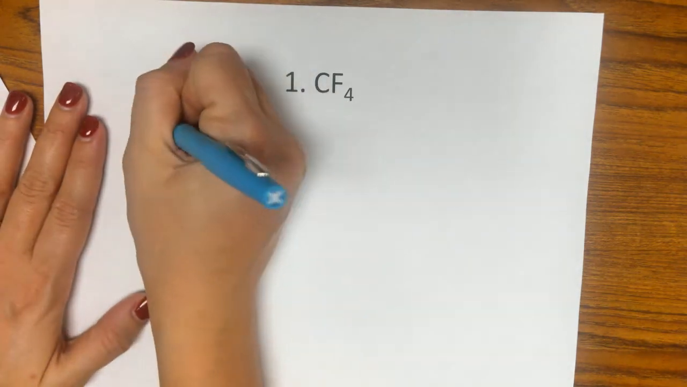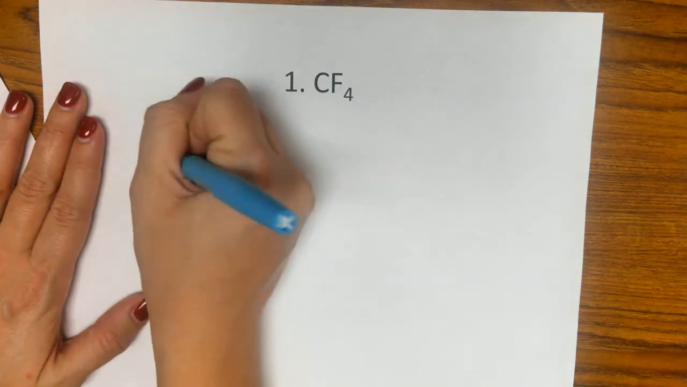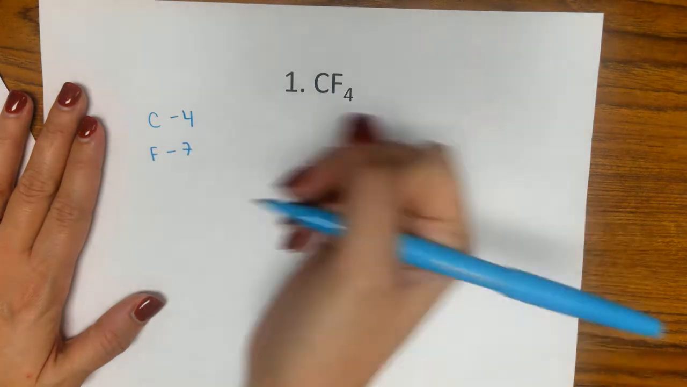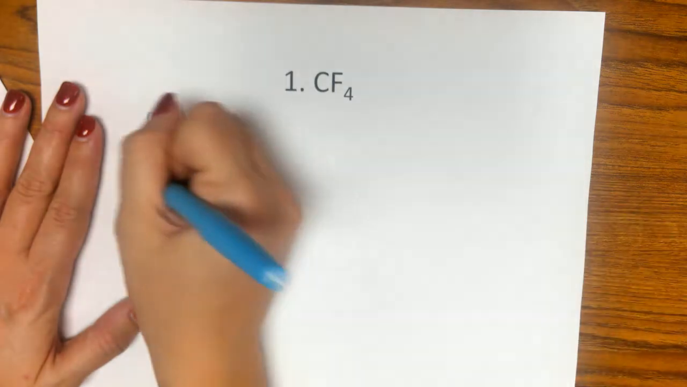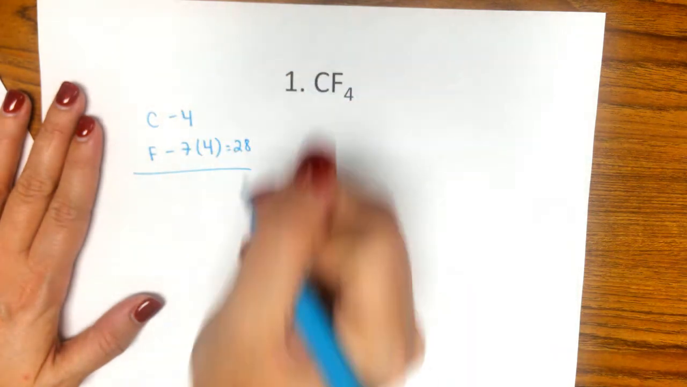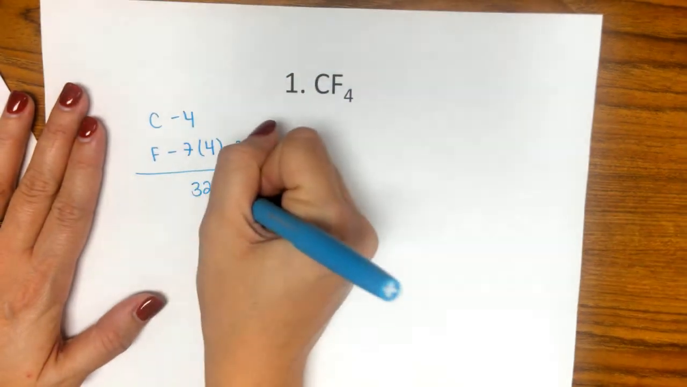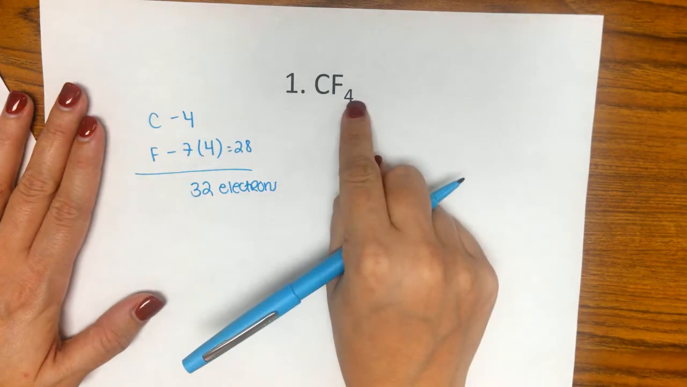Well, carbon has 4 valence electrons. Fluorine has 7 valence electrons. But there are 4 fluorines, so multiply it by 4. 7 times 4 is 28. 4 plus 28 is 32. So there are 32 electrons getting shared in this compound.